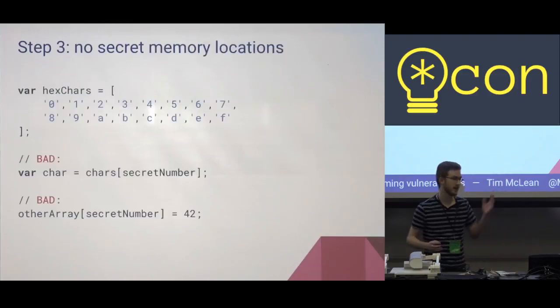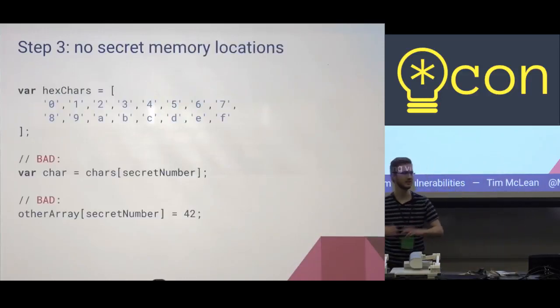The second rule, and the third step here, is to remove any secrecy in our memory locations. I already talked about this a little bit. If you're accessing element number 7 of an array, you have to assume that the attacker can observe that it was element number 7.